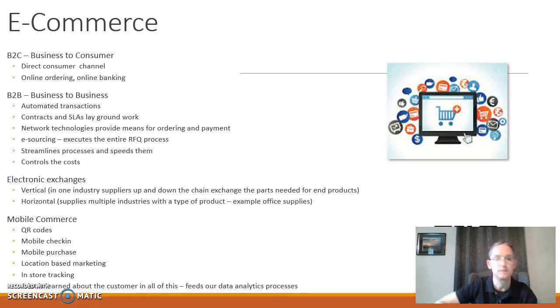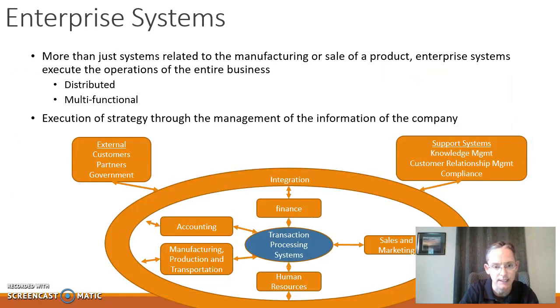They can be vertical up the supply chain or they can be horizontal. You know, I got some products and I want to offer office supplies out to everyone. That's how you can do that too. And then your mobile commerce with QR codes, mobile purchasing, all that stuff, and store tracking. All of those are going to be leveraging those different types of things as well.